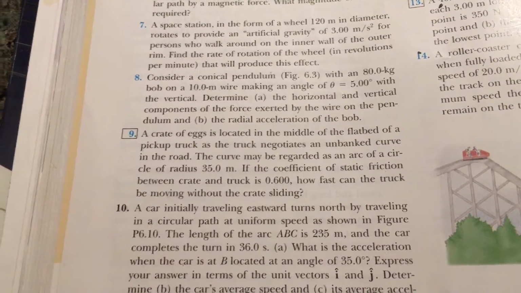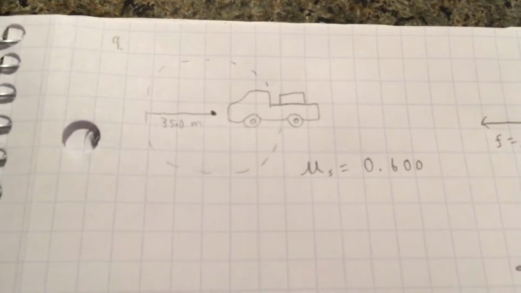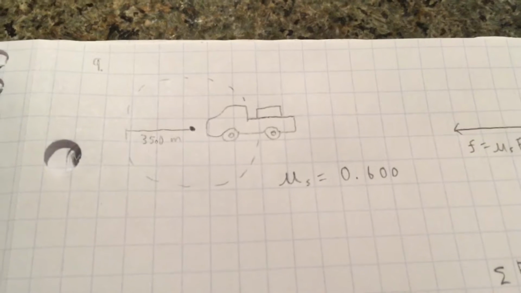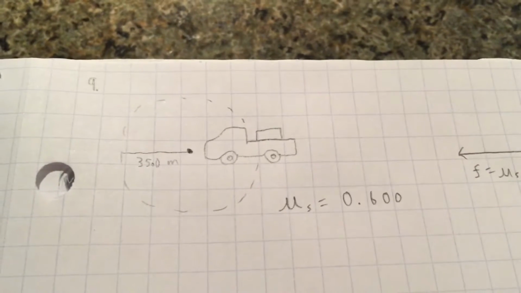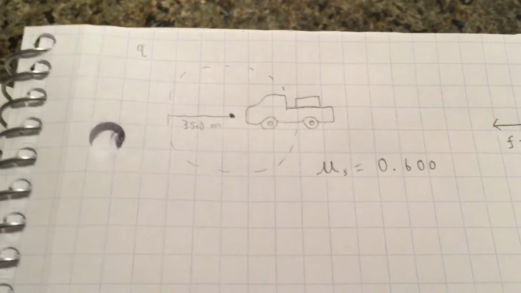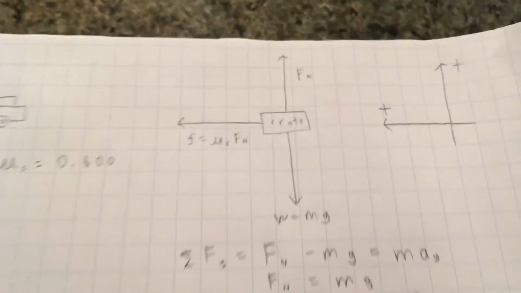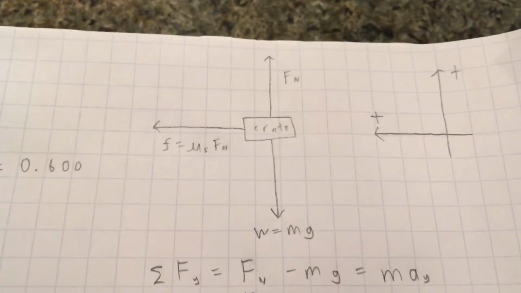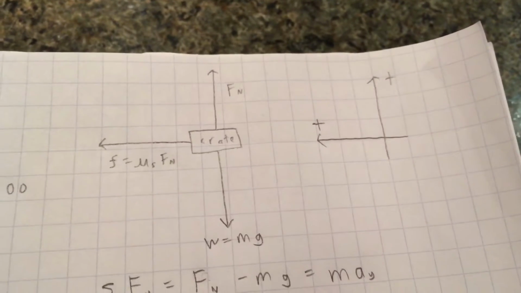the crate sliding? The first thing I did was I drew a diagram of the truck moving in a circle. So we have the crate on the top of the truck, and the radius of the circle is 35 meters. The next thing I did was I drew a free body diagram with our coordinate system.